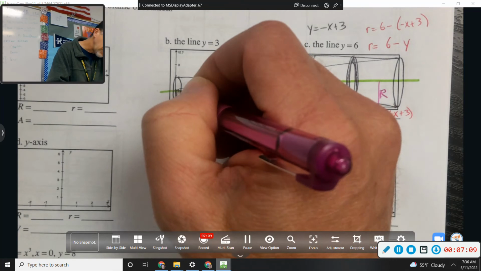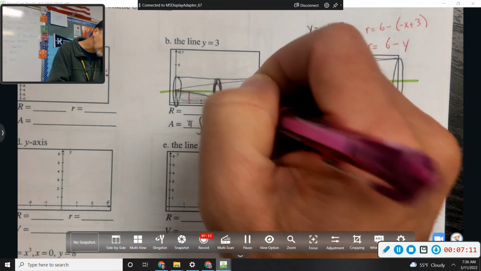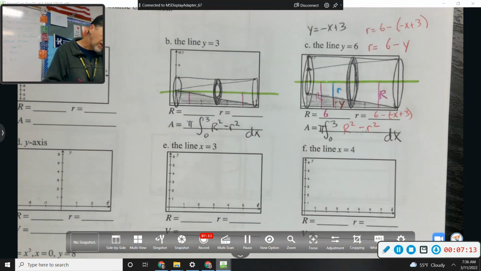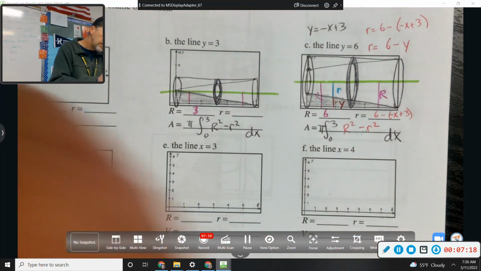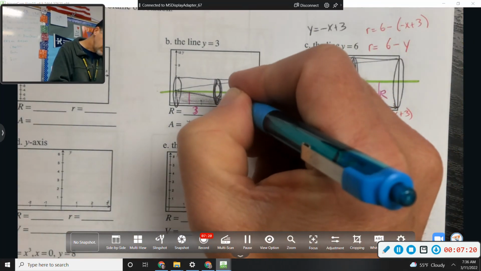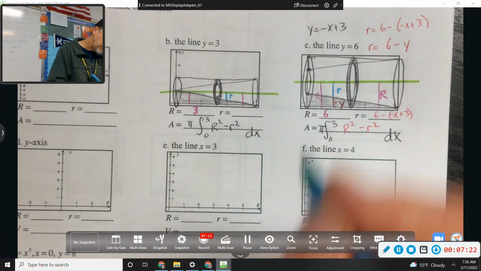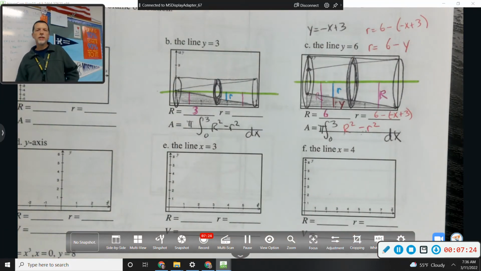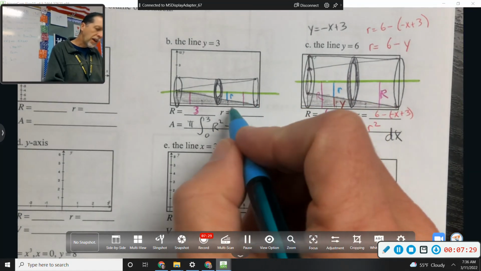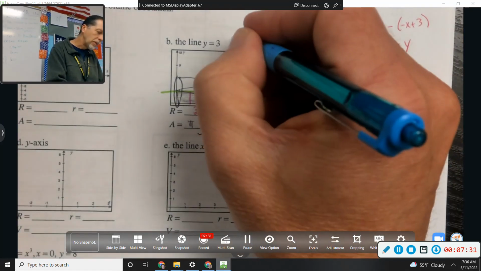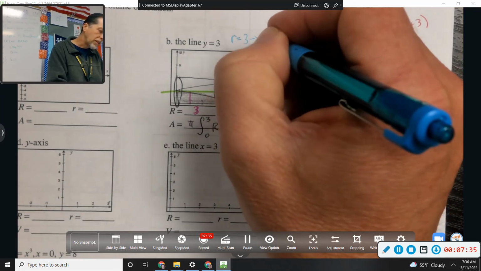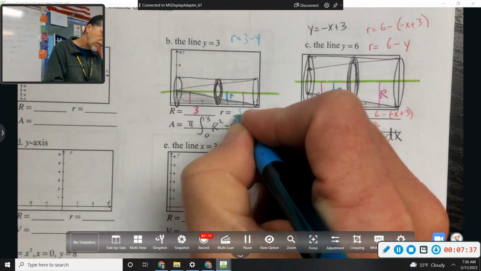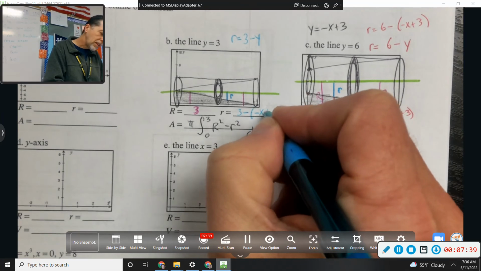Big R is from the axis to the outer edge. That looks like it's a constant 3. Little r: again, if you're not measuring from the x or y axis, it's going to be a little bit weird. I'm going to say that's 3 minus y. So 3 minus negative x plus 3.